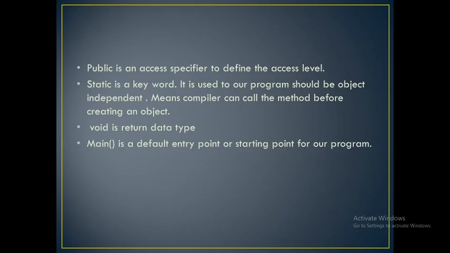Public is an access specifier in your program execution. Static is a keyword, used so that our program is object independent, meaning the compiler can call the method before creating an object. This will be discussed in later video sessions. Void is a return data type. Main is the default entry point of our program.